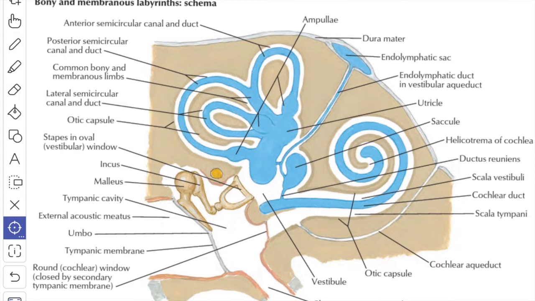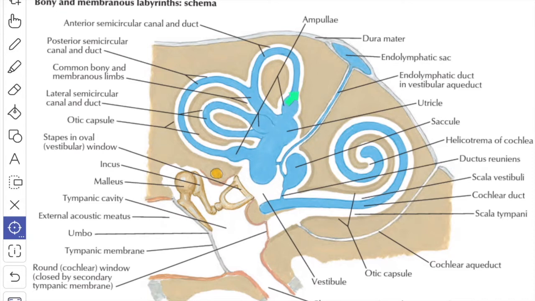The membranous labyrinth presents the cochlear duct. So this is a cochlear duct within the bony cochlea. Then you have the saccule and utricle within the vestibule, and then you have the three semicircular ducts within the corresponding bony canals. And these membranous labyrinths are filled with endolymph.